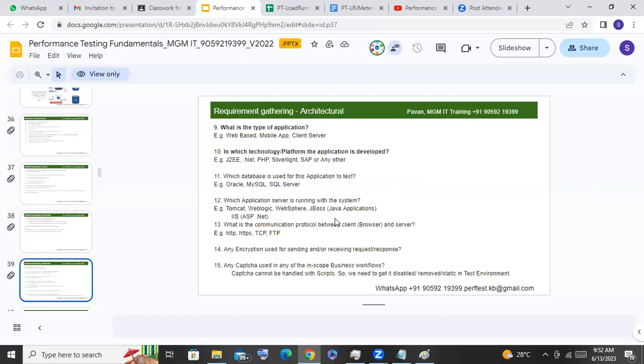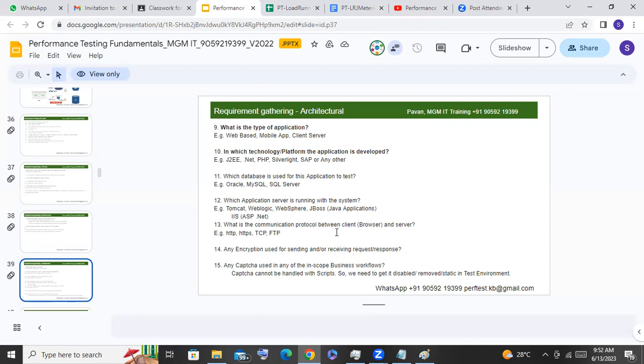And regarding the architecture of the application, what is the type of application, whether it is a 2-tier, 3-tier, n-tier, what are the different tiers that are involved, what are the different kinds of servers that are involved. All this you would find in what is the type of application, which technology or platform the application is developed on, what database is used to develop this particular application, which kind of application server has been used, what is the communication protocol that has been used.